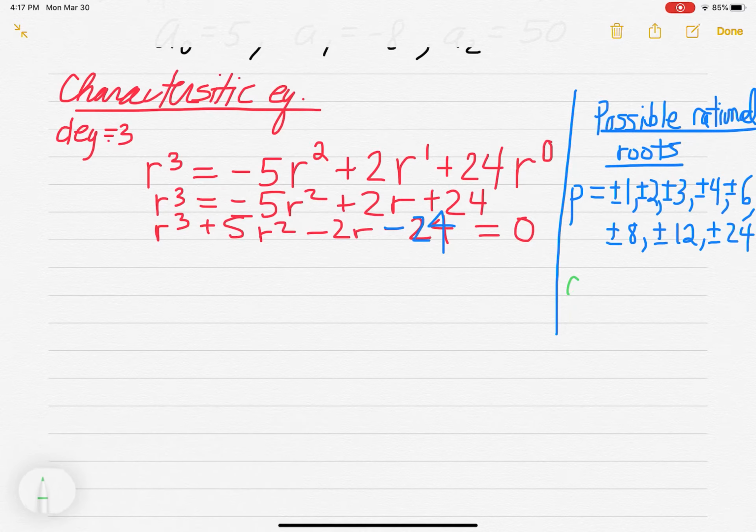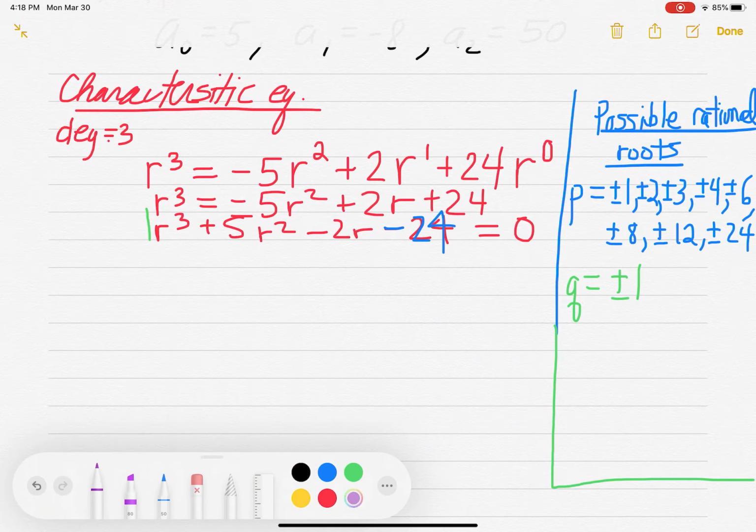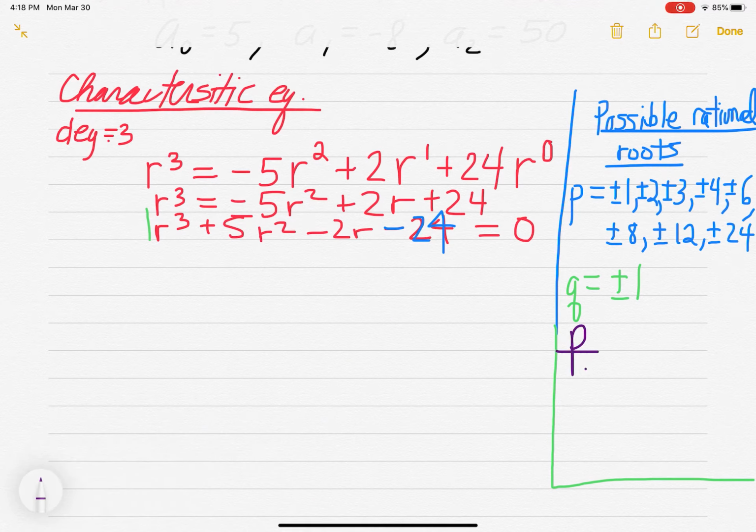And then my q's are going to be the divisors of the coefficient in front of the largest term. The term with the greatest degree, or the greatest power, is r cubed, and the coefficient there is 1. So the divisors of 1 are plus or minus 1. If you want all your possible rational roots, they are just your p's over your q's. Use a purple for that. My p's over my q's, p over q.